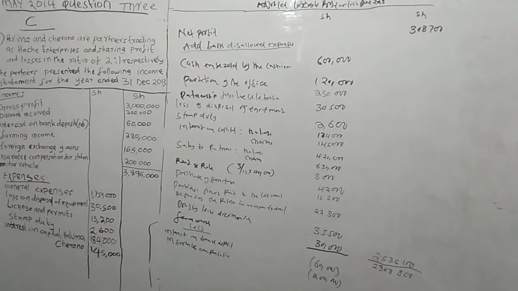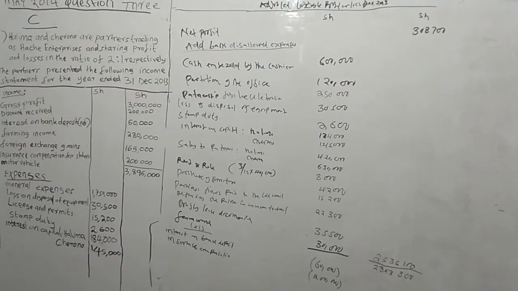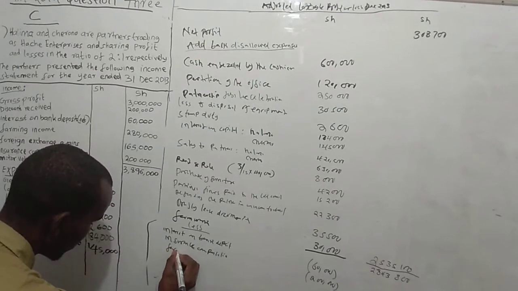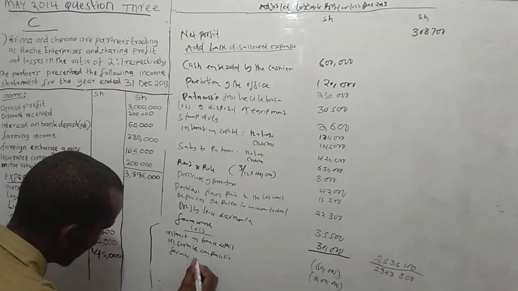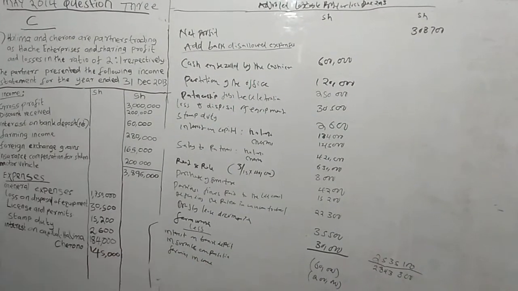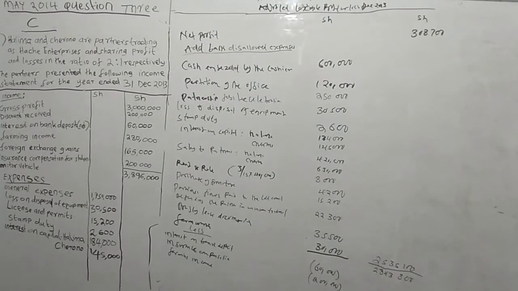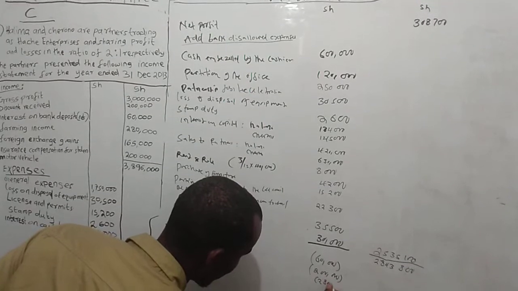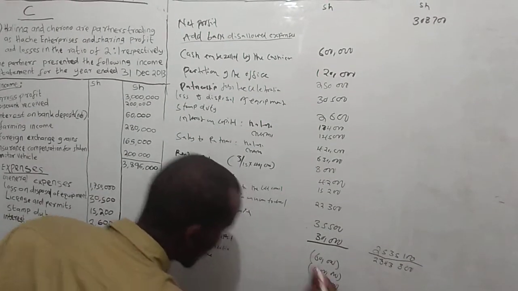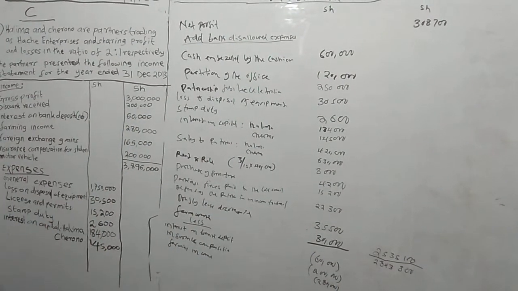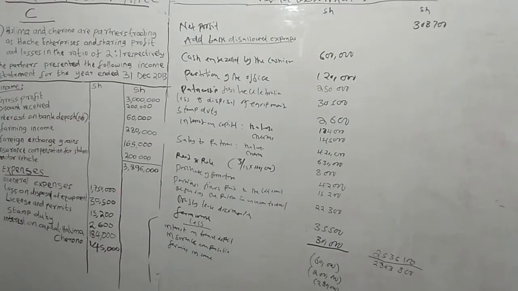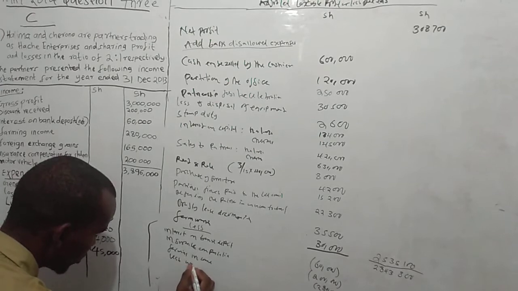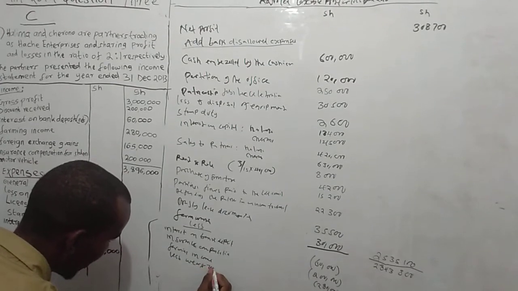We are also going to less the farming income. The amount there is 280,000. Remember when I said that after this we are going to less the capital allowance, less wear and tear allowance.